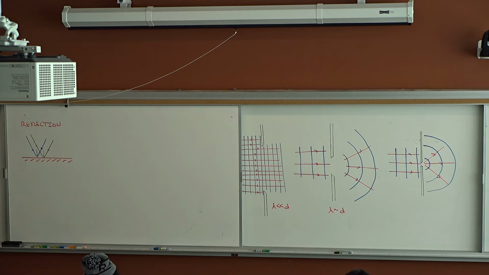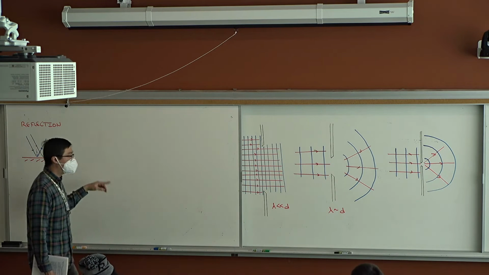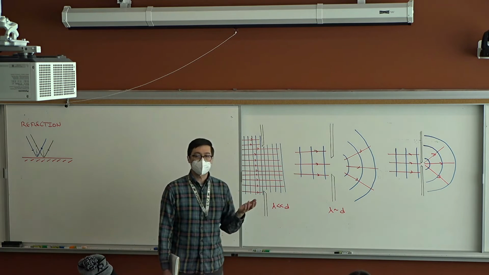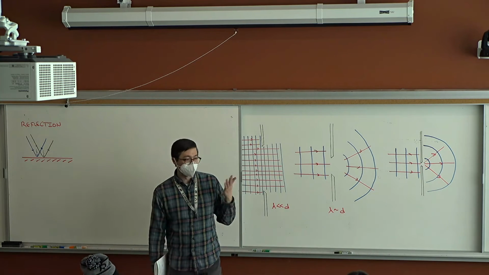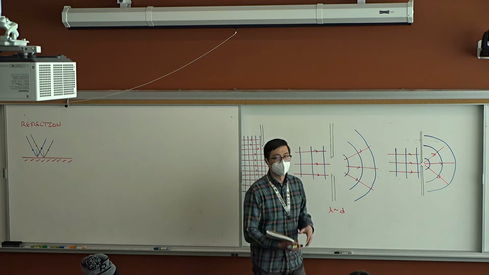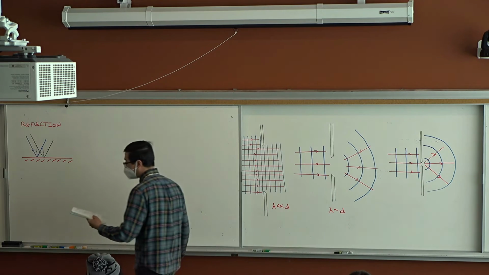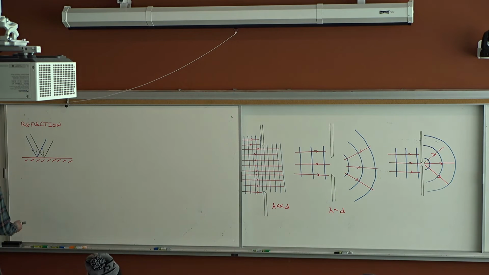So if the two rays come in parallel, they also reflect parallel from a smooth specular mirror. We call this specular reflection.